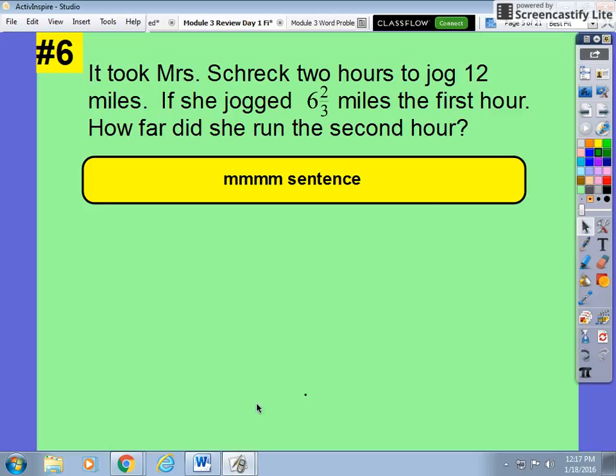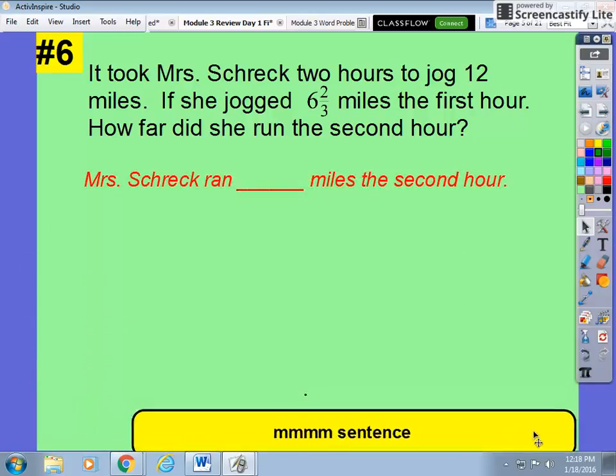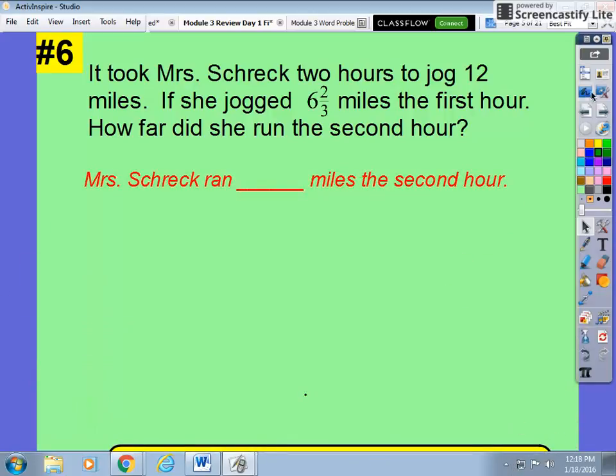So let's do problem number 6. It took Mrs. Shrek 2 hours to jog 12 miles. If she jogged 6 2/3 miles the first hour, how far did she run the second hour? So let's take a look at our sentence. And you can see that we have Mrs. Shrek ran _ miles the second hour.